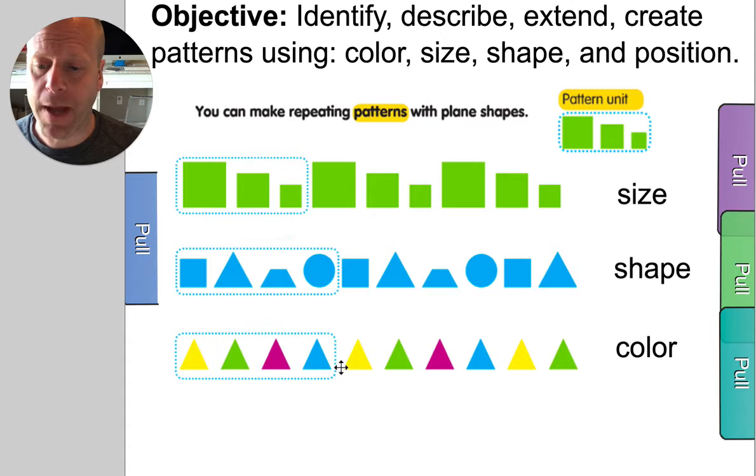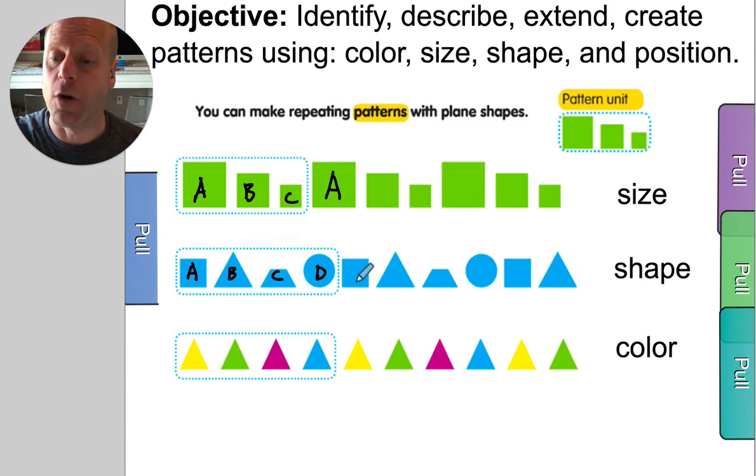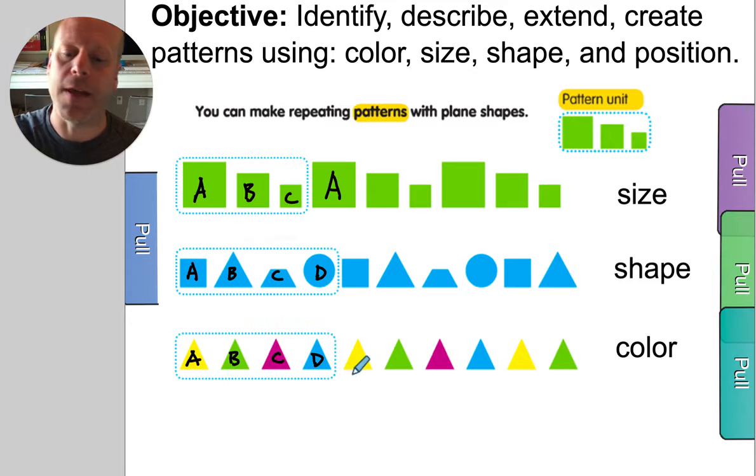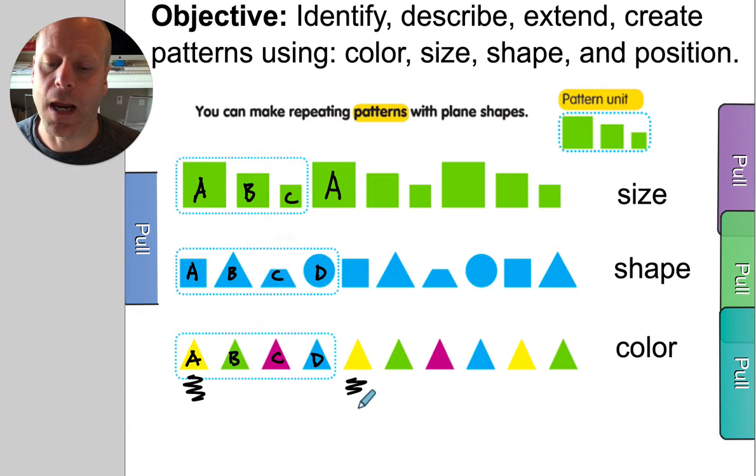Now, the tricky part of the pattern unit is that you want to look for when the beginning starts again. So, for example, if I called this A, B, C, it starts over again when it starts with the same big square. Right here, it would be A, B, C, D, and then it starts over again because it starts with the blue square. This one is the same thing. A, B, C, D, and then it repeats or starts over again because they're repeating that same yellow, right? Over and over.